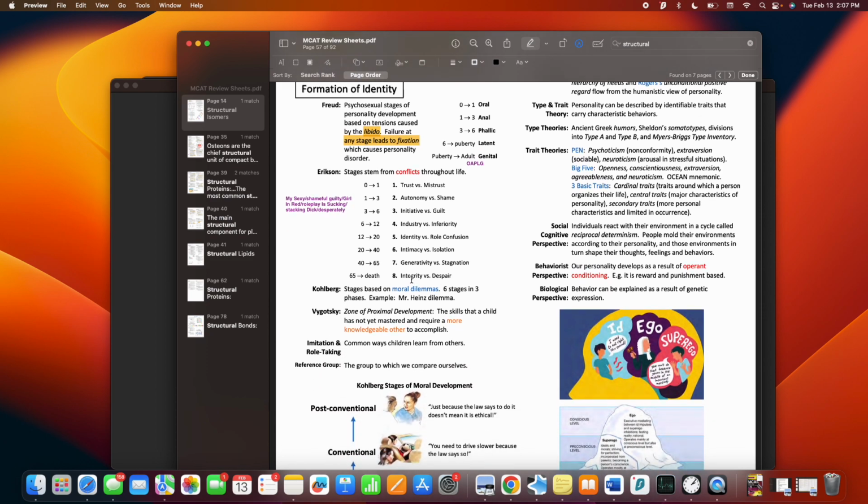You can realize why Biden, for example, lacks integrity. I'm joking. Or any other old dude. It's because you're 65 plus. You're either in despair or you have integrity.